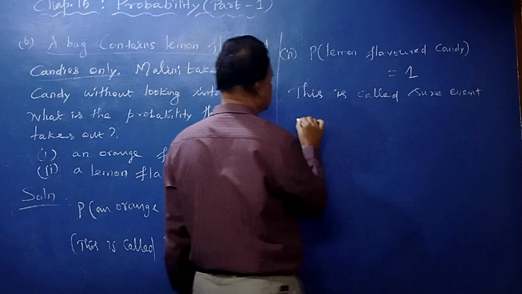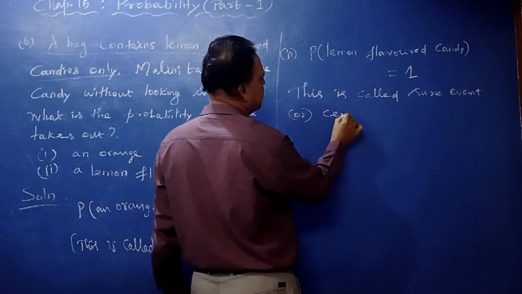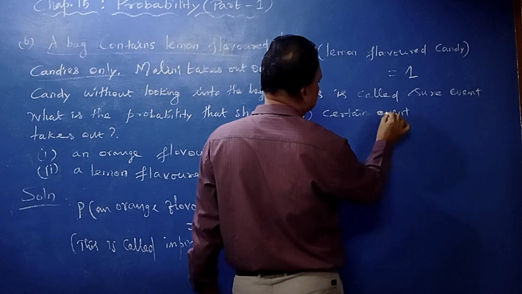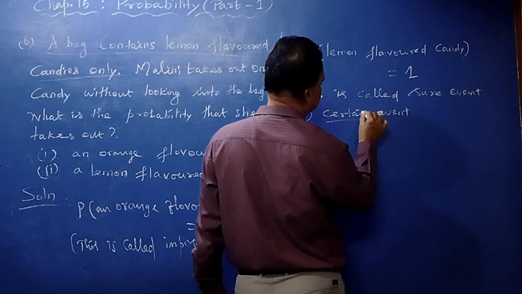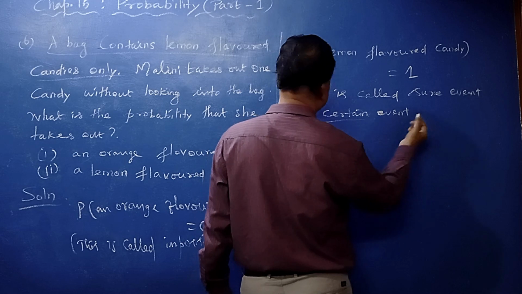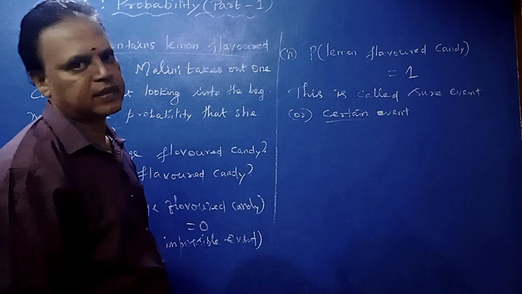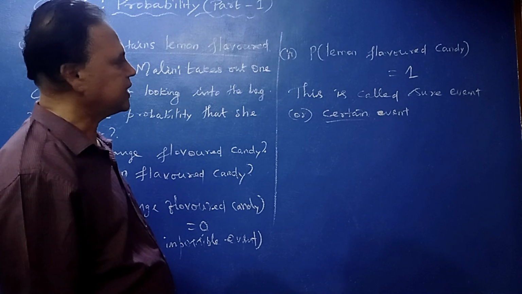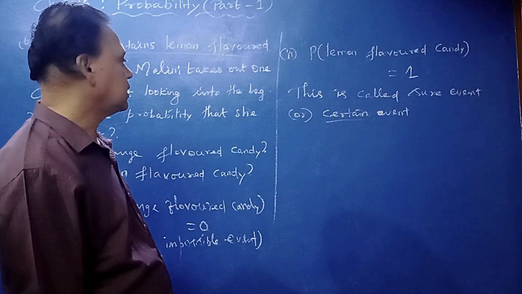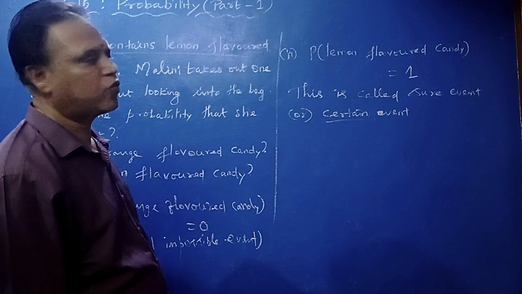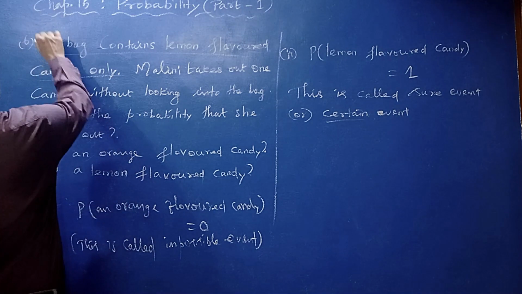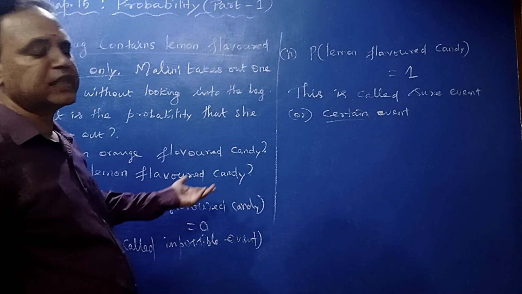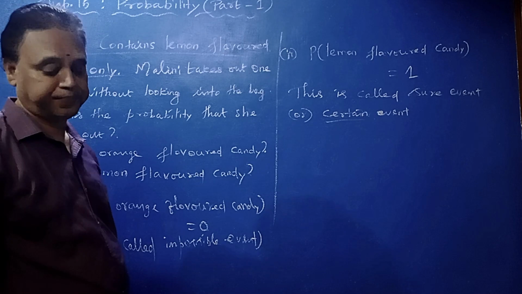Sure event or certain event. Certain event means definitely it will happen. Here, whatever your favorite, you will get. That's why it is called a sure event. So this is a very important problem, because it is a very good example of both sure event and impossible event. Clear?